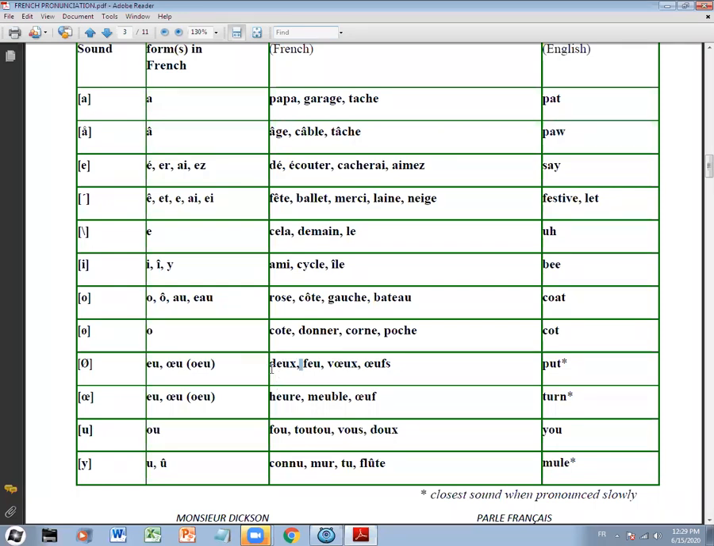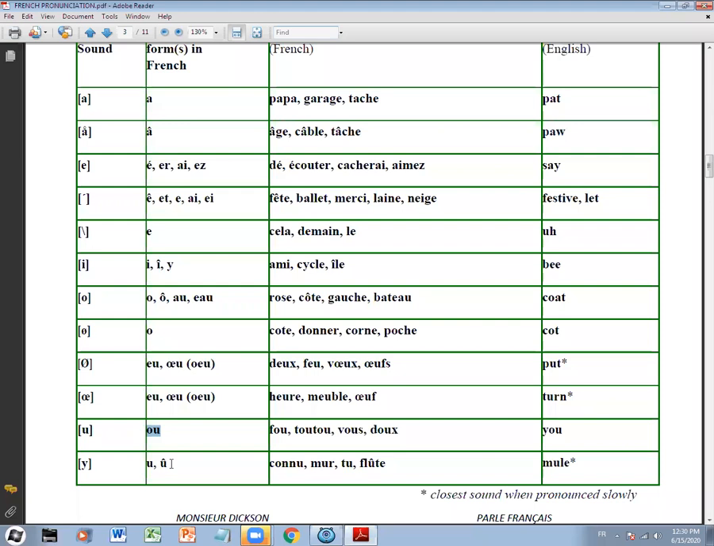So we say de, we say f, we say vo, we say earth. Now the next one, we say meuble. We say off. Then OU, that's where I was. OU, we say foo. Remember I told you there's a difference between letter U as a simple vowel and OU as a compound vowel. So we say foo, we say tu, we say vu, we say do.